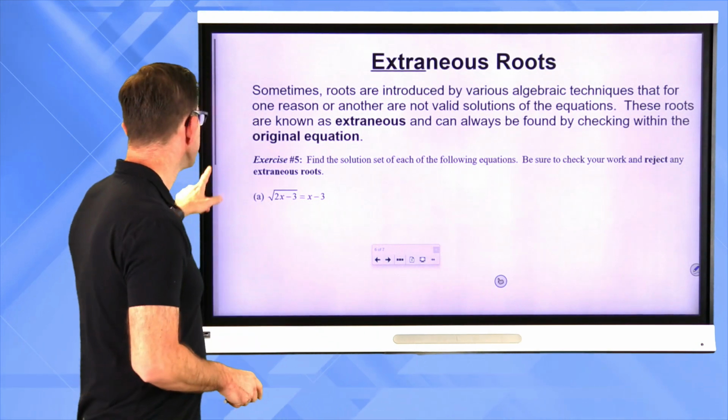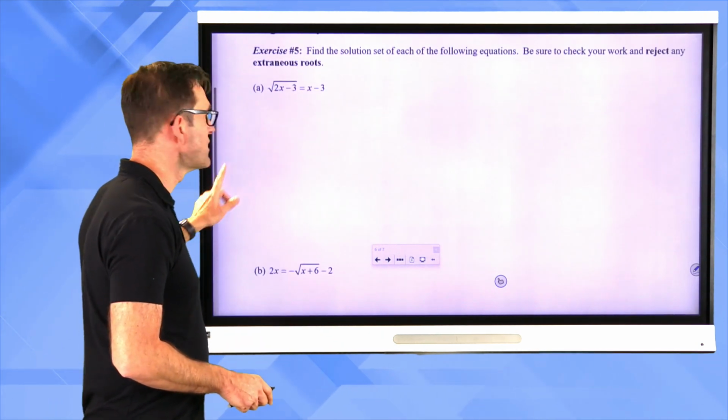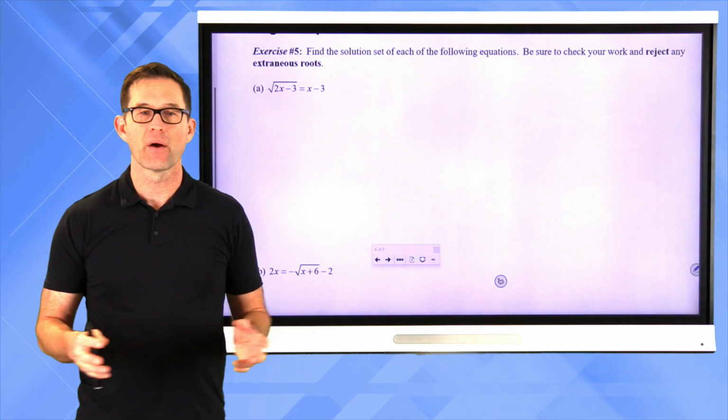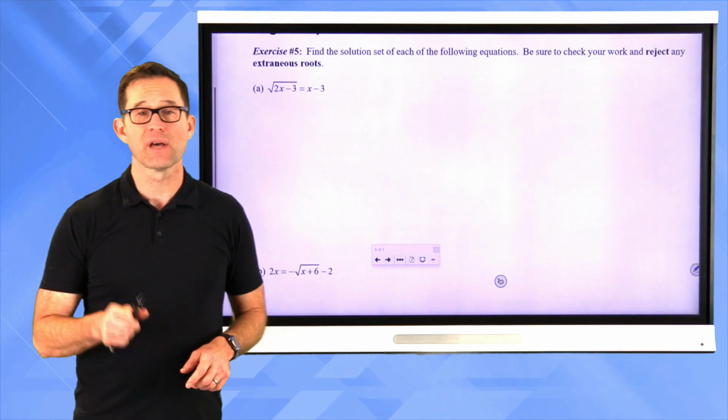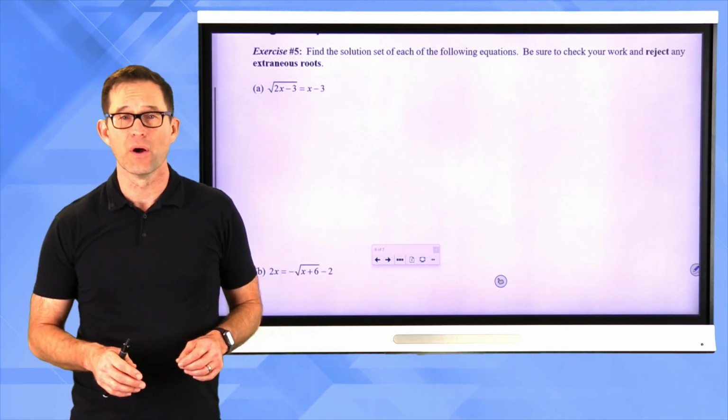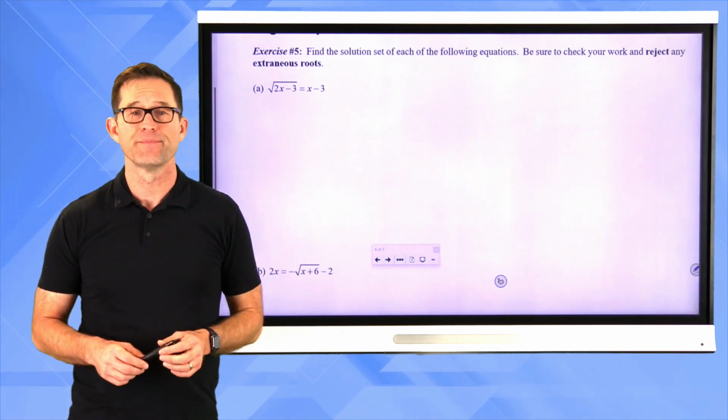All right? So let's take a look at exercise number 5. Find the solution set of each of the following equations. Be sure to check your work and reject any extraneous roots. So let's play around with exercise A, and then I'll probably have you work a little bit on B on your own. Anyway, let's take a look at A.